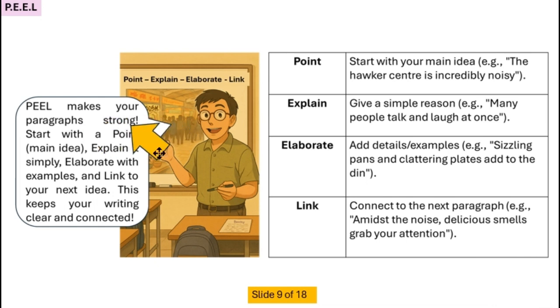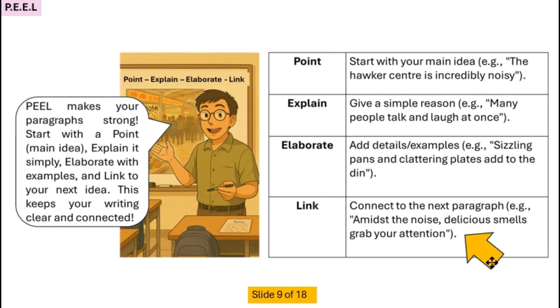To make our paragraphs strong, we apply PEEL. Point, where we start with our main idea. Explain, we give our reason for our point. Elaborate, we add details or past examples. And link, by connecting to the next paragraph. Please take note, PEEL is also applied in social studies, history, and maybe geography. Now, some teachers will ask you to point, elaborate first, then explain with your reasons, and finally link. Please follow whatever your teacher has taught you.